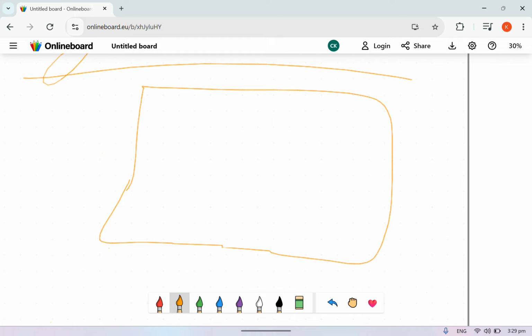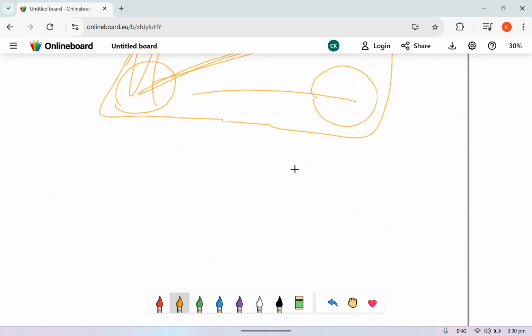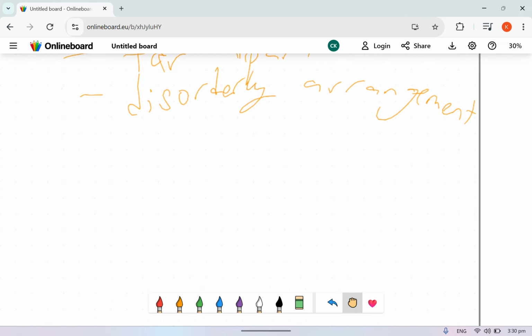Gaseous is really just completely far apart, so disorderly. So it'll just all be like this. There's not much link over here, and they're all like gone. That is literally how it's like. So they are really far apart, and they obviously have a very disorderly arrangement.